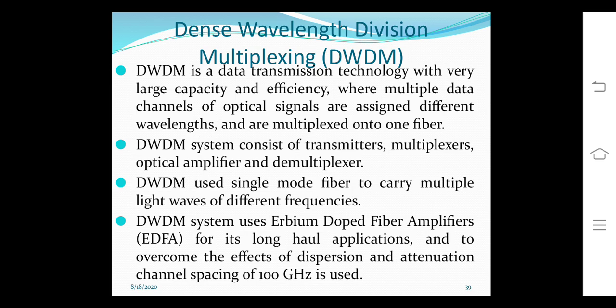A DWDM system again consists of transmitters, multiplexers, optical amplifiers, and demultiplexers. All these components are present in wavelength division multiplexing also. It uses a single mode fiber to carry multiple light waves of different frequencies. And the DWDM system uses erbium doped fiber amplifiers, that is EDFA, for long haul applications, and to overcome the effects of dispersion and attenuation, a channel spacing of 100 GHz is used.